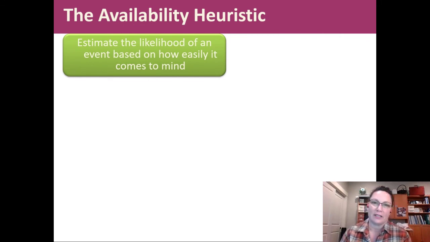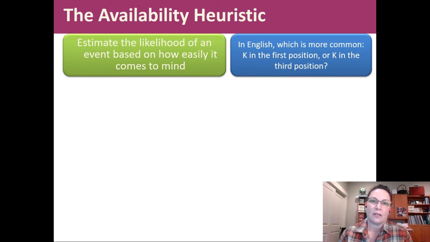The availability heuristic. In the availability heuristic, and I already told you what a heuristic is, right? It's a rule of thumb strategy that we use based on our previous experience. So in this one, we're going to estimate the likelihood of an event based on how easily it comes to mind, how available it is for us to retrieve from our memories. So, for example, in one study, they asked people in English, which is more common, K in the first position or K in the third position?